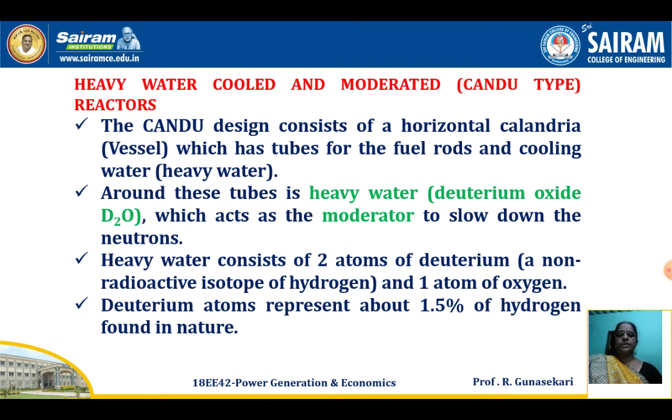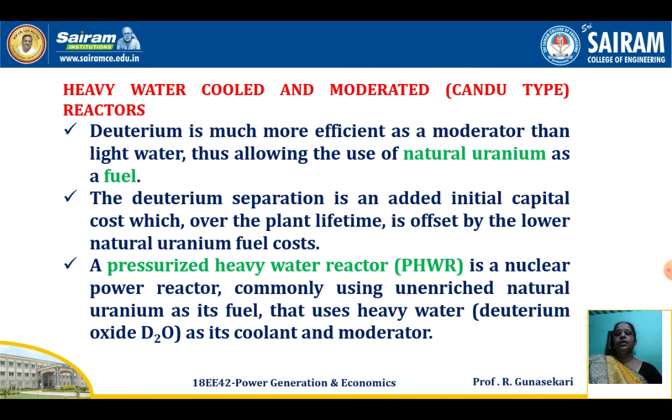Deuterium atoms represent about 1.5% of the hydrogen found in nature. Deuterium is a much more efficient moderator than light water, thus allowing the use of natural uranium as a fuel.